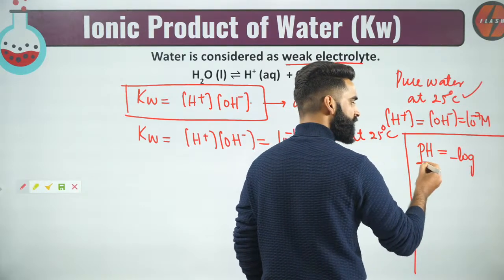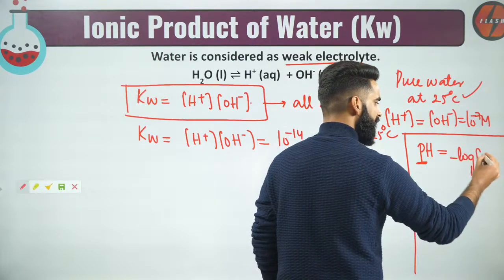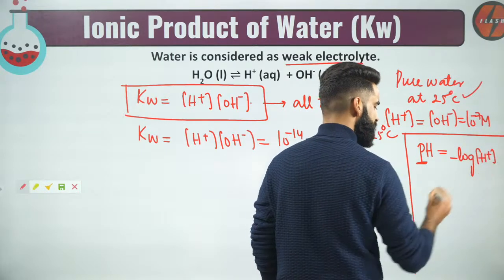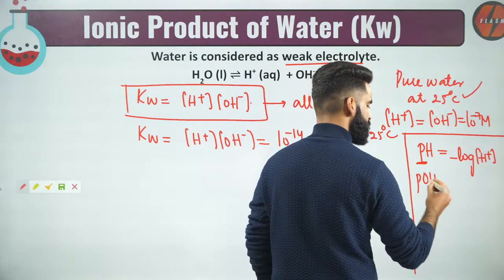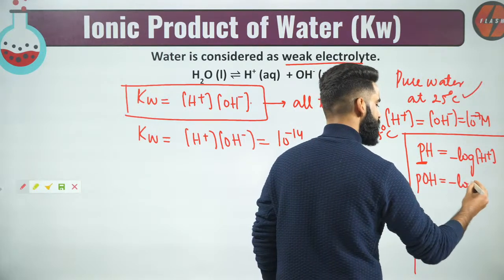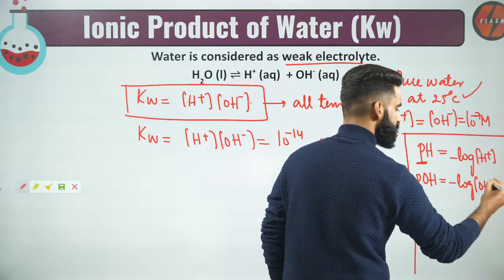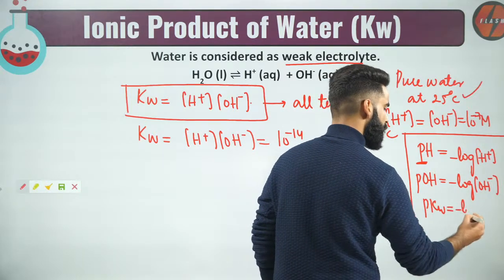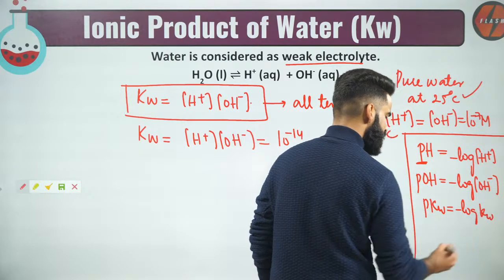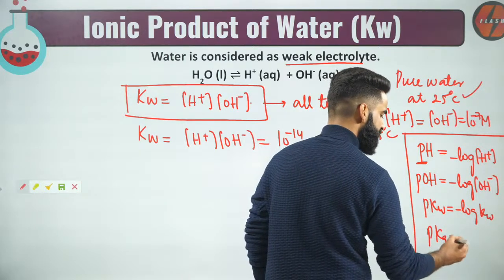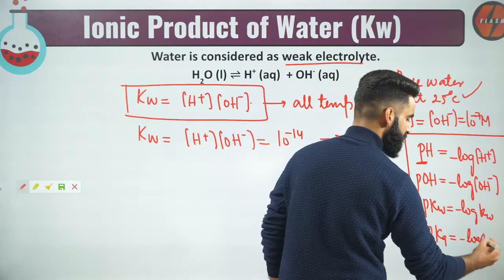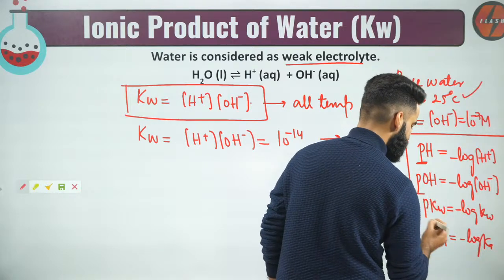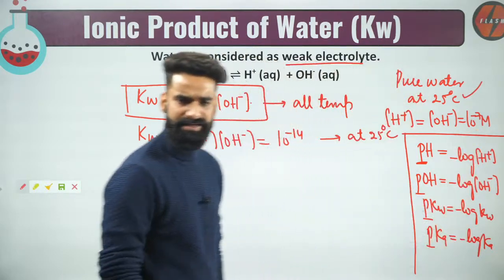P stands for minus log. It's a mathematical operator which represents minus log. Over here, I'm writing pH, which is minus log of H positive concentration. Similarly, POH: P stands for minus log, and then I'll be writing OH negative concentration. PKW: P stands for minus log, and KW. If I'm writing P of KA, the P stands for minus log, and then KA. So your P is nothing, it's the mathematical operator which stands for minus log.